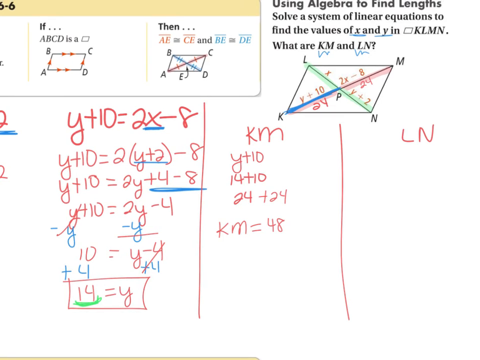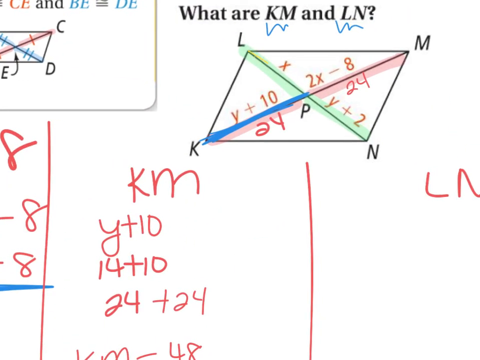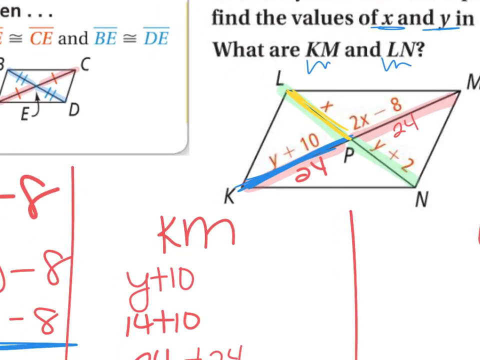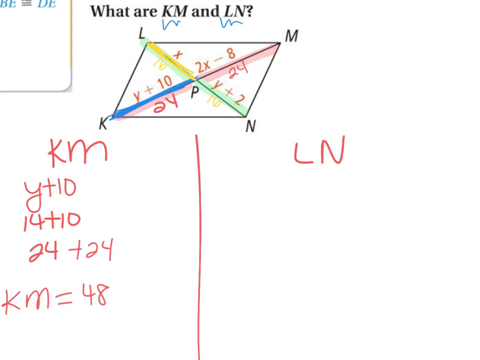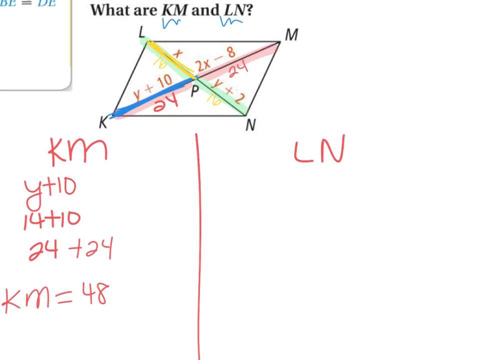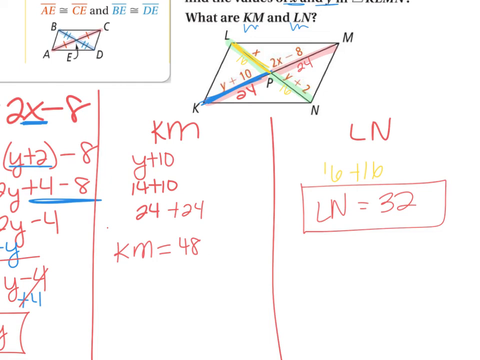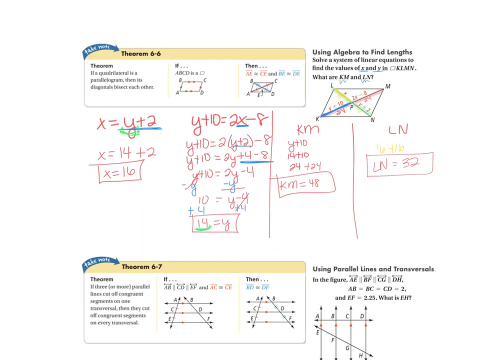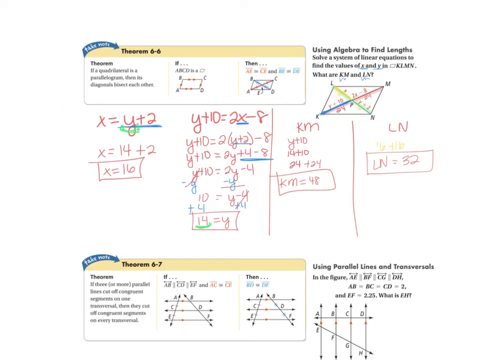LN is actually easier. So it's similar to how we solved it. I'm going to solve for this piece right here. And look, hey, it's just x, so that makes it easy. So our x is 16. So if this is 16, this is 16. So we have to solve out all the way across. So 16 plus 16, LN equals 32. All right, so now I'm going to box my answers, and I believe we now have all 4 answers to satisfy this problem. Yep, we do.